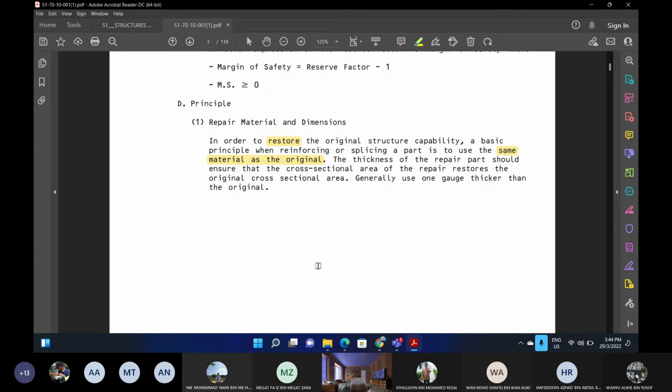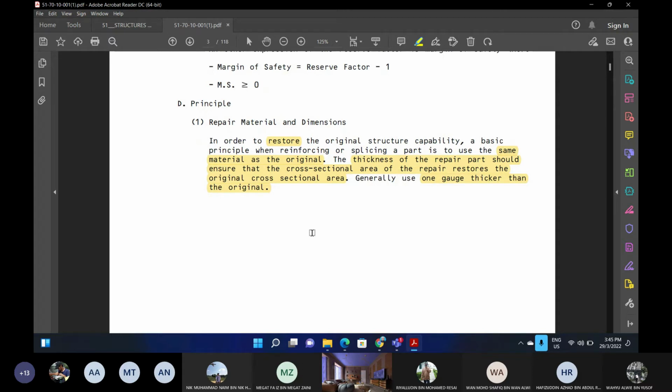So same material. Then thickness of the repair part shall ensure the cross-section area of the repair restores the original cross-section area. Shall be ensured. Generally used, what thickness will be? 1 gauge thicker than the original. 1 gauge thicker means if the original is 1, you go look at the table, 1 gauge thicker is 1.2. If your original is 1.4, you can look at the table, the next thickness you get is 1.6. So that is 1 gauge thicker.